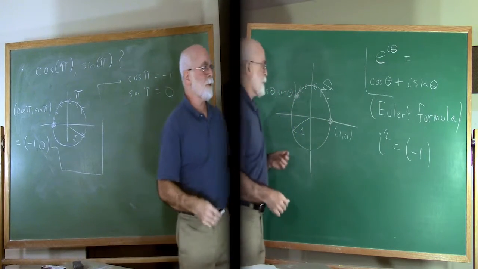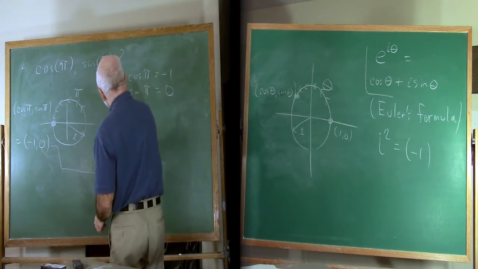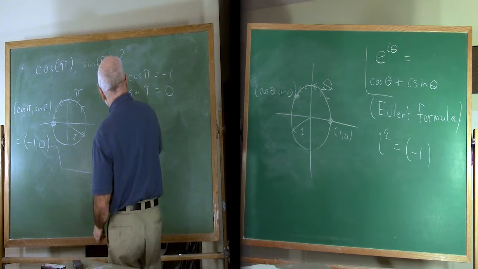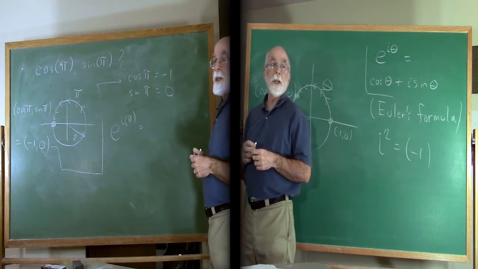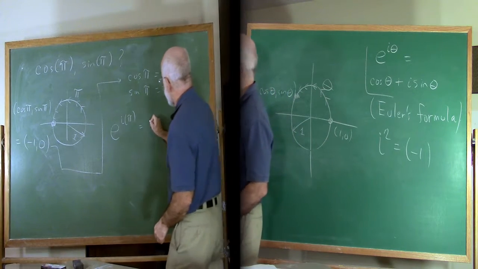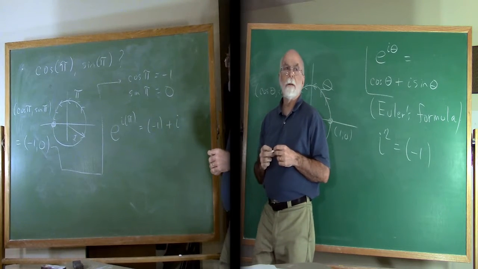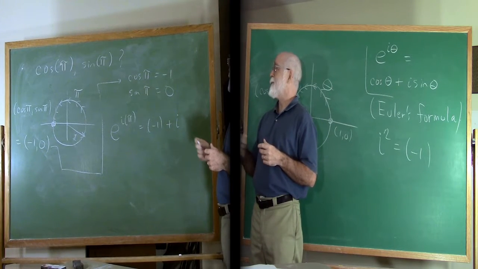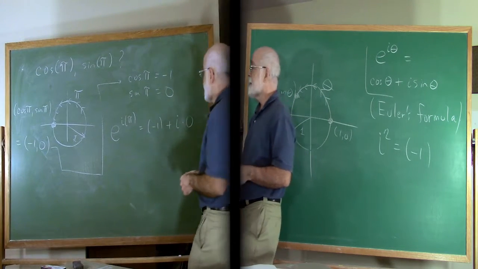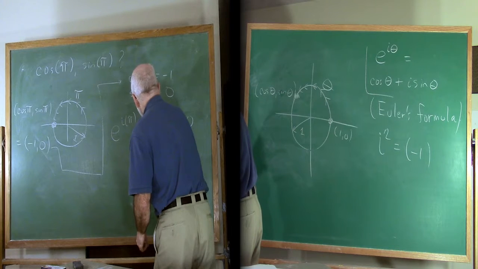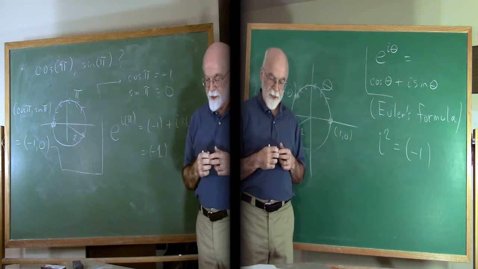I can't resist throwing that information into Euler's formula. That would be e raised to the i times pi power. We put down the cosine, the -1, plus i times whatever the sine is, just 0 again. e to the i pi is -1.